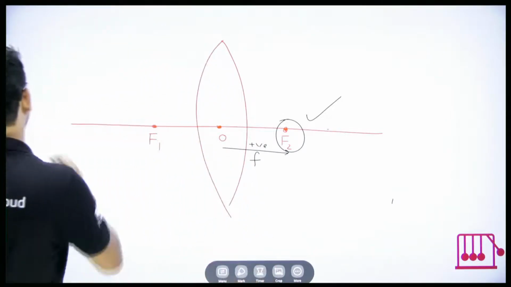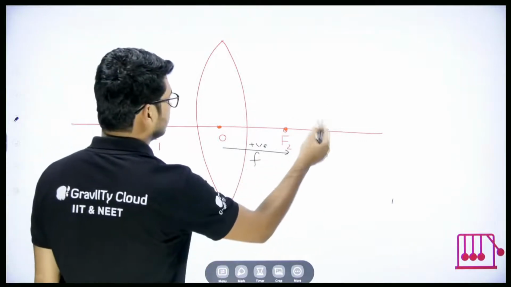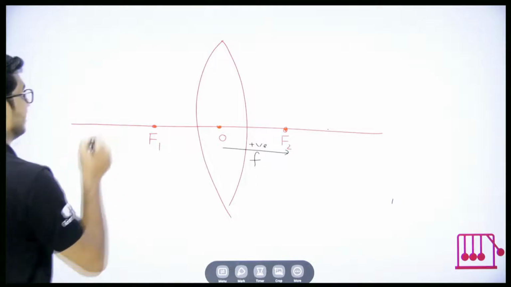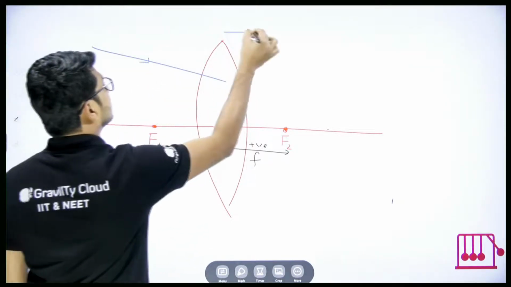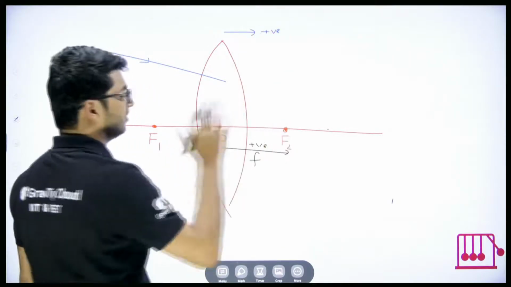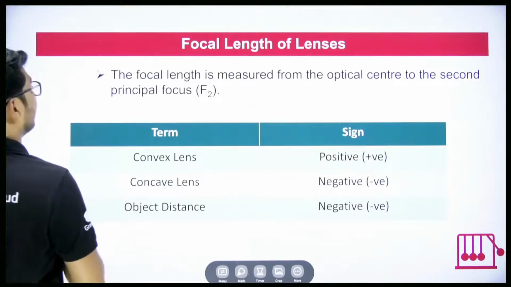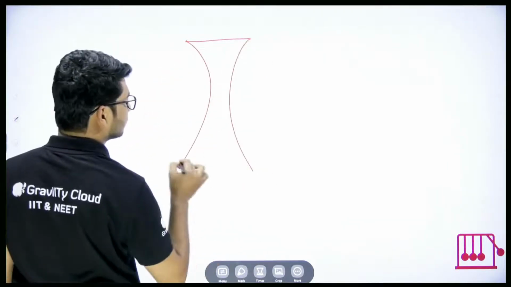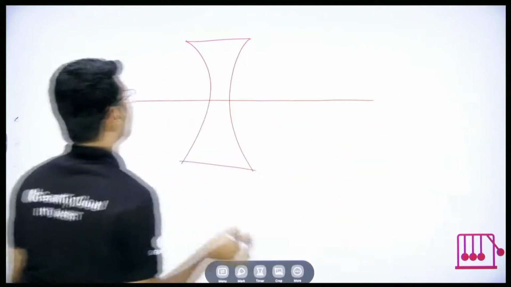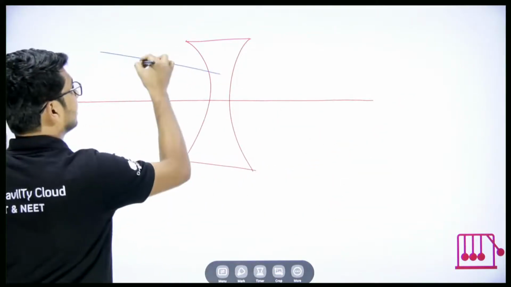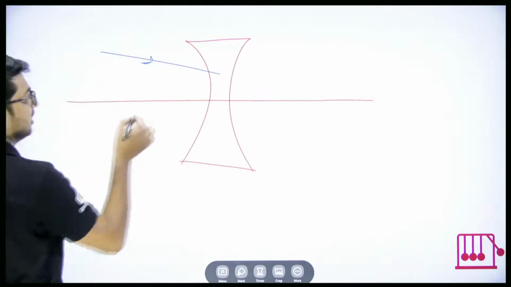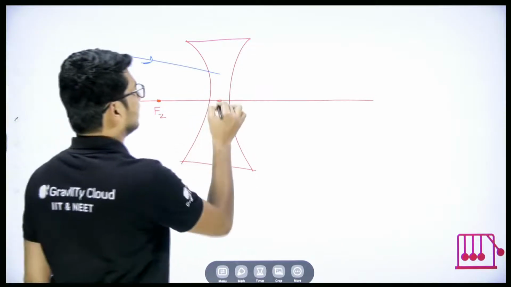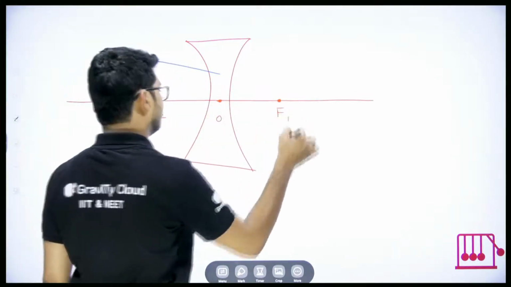So that means, what does that show us? What that shows us is, for a convex lens, focal length is positive. For a convex lens, focal length is positive. Towards right is positive. So from optical center, we are going towards right, positive. But if I take a concave lens, let's say the incident ray is something like this. So in the direction of incident ray, you first come across F2 for concave lens. Then optical center here and then F1 somewhere here.